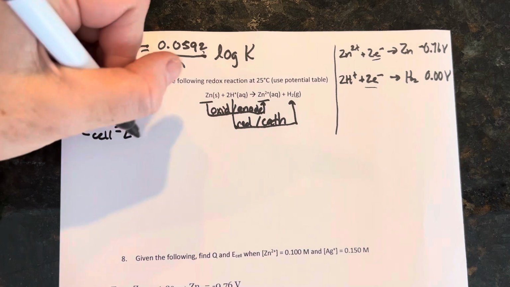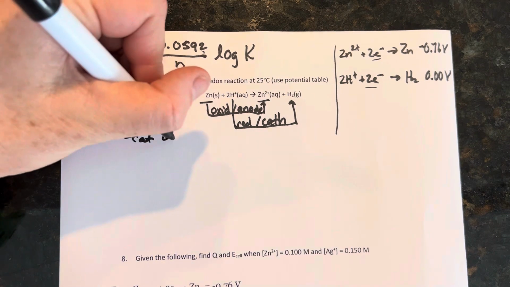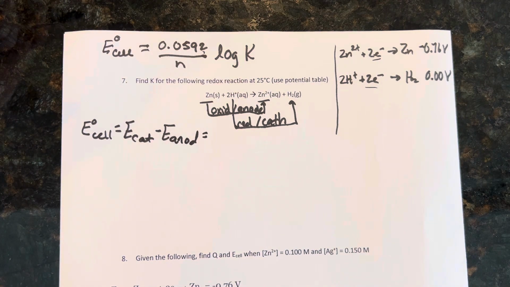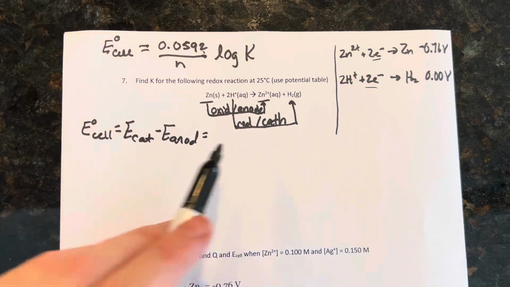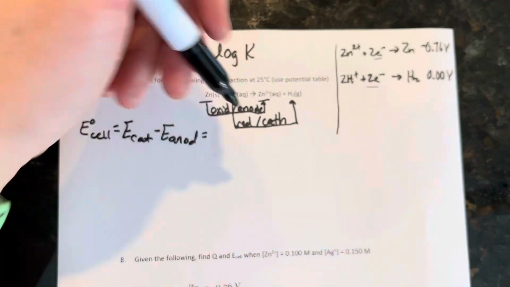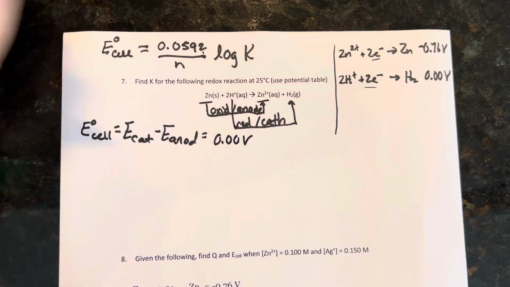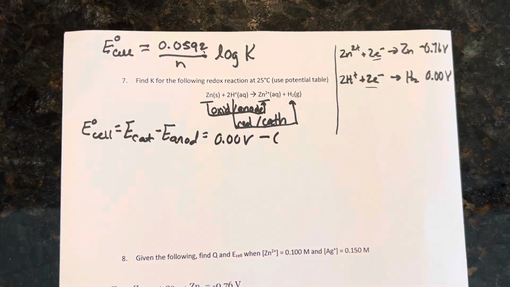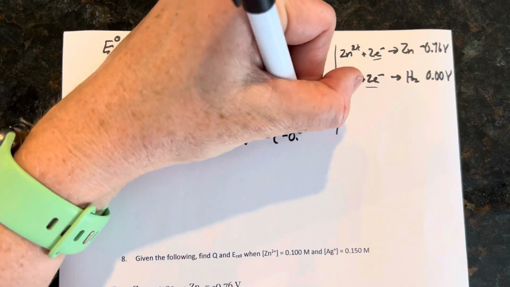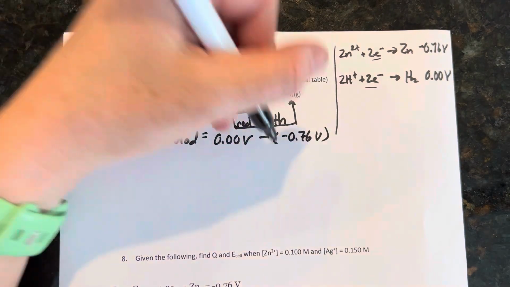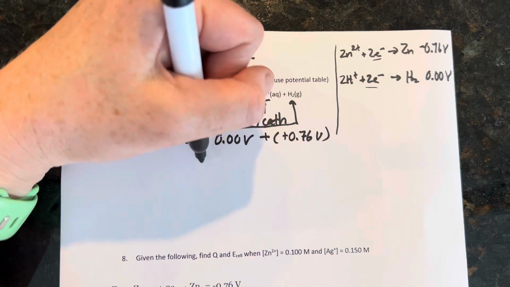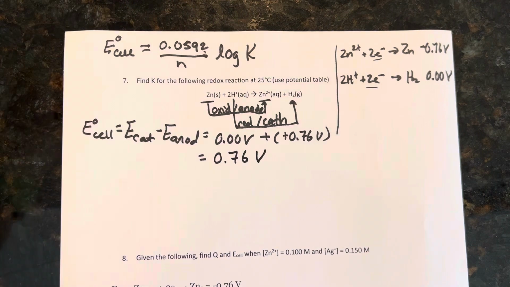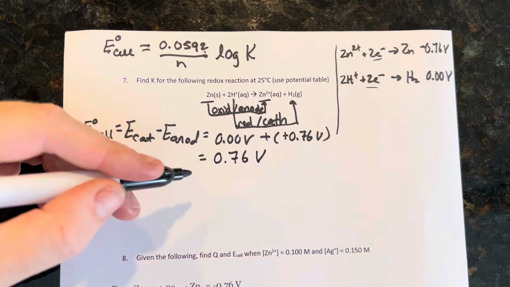Again, that equals E cathode minus E anode. Our E cathode is, again, the hydrogen right here, 0.00 volts, from which I'm subtracting the anode, which is negative 0.76 volts. You add them up because it's subtracting a negative, and I get positive 0.76 volts. So that's my E cell. So that number I'm going to plug in up here.